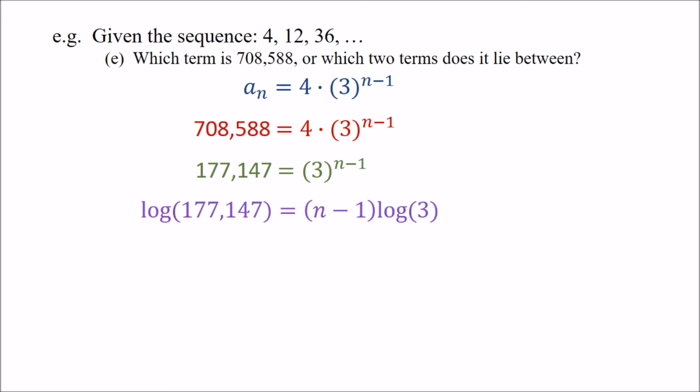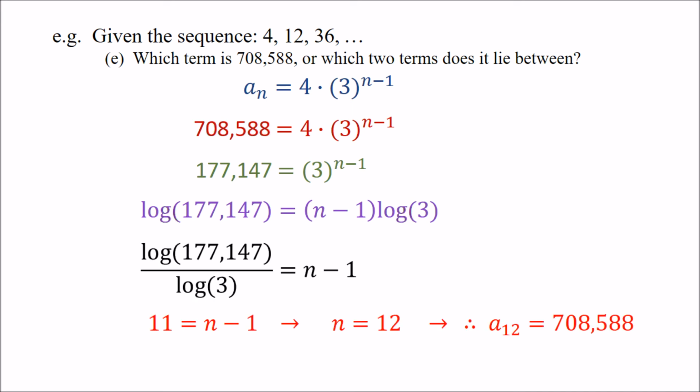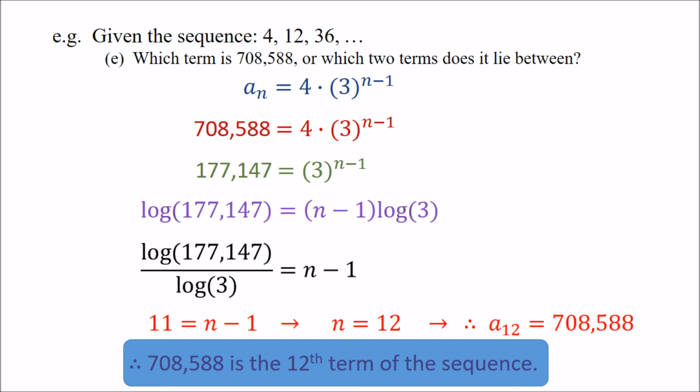And by using the power rule, I'm allowed to bring the n minus 1, which was the exponent, out in front of the log 3. Now I could simply divide off the log of 3 and then add 1. We ultimately get n to equal 12. So therefore, a sub 12 is 708,588. Or in other words, therefore 708,588 is the 12th term of the sequence.